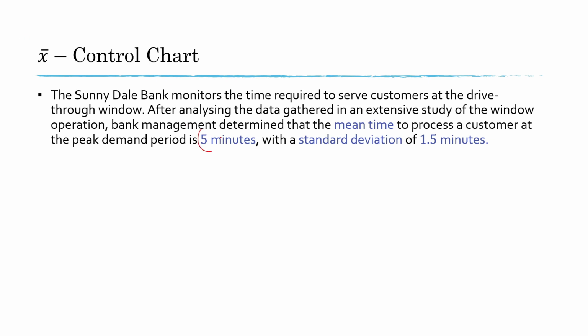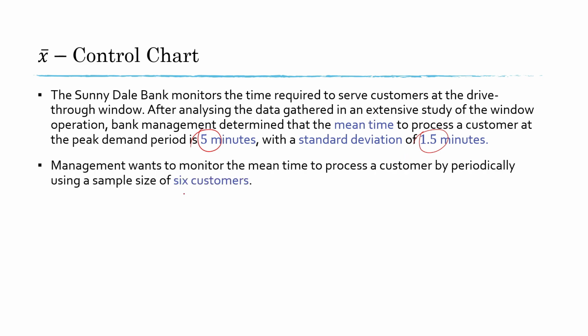Here we have that information available in our problem statement. We also have the information about the standard deviation, that is 1.5 minutes. Management wants to monitor the mean time to process a customer by periodically using a sample size of 6 customers.